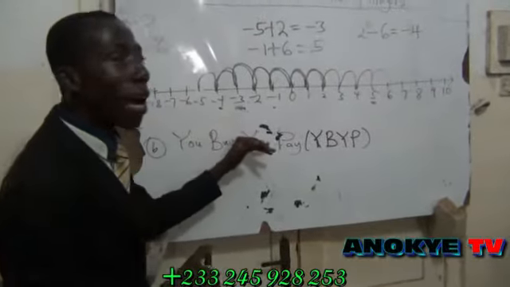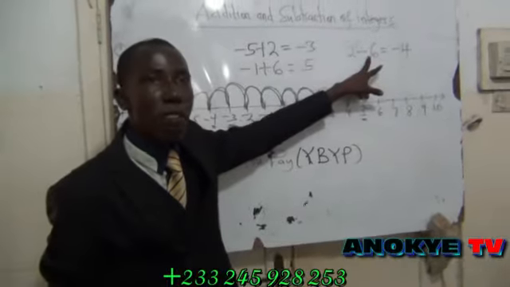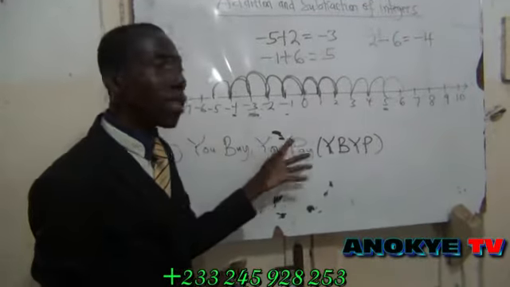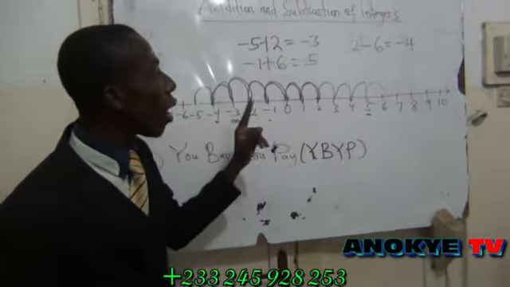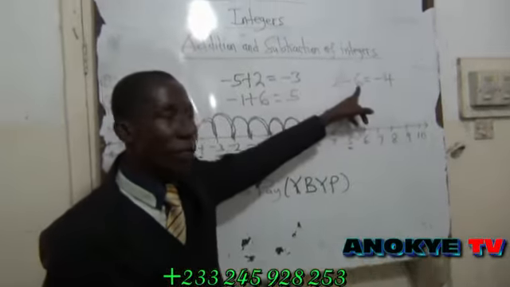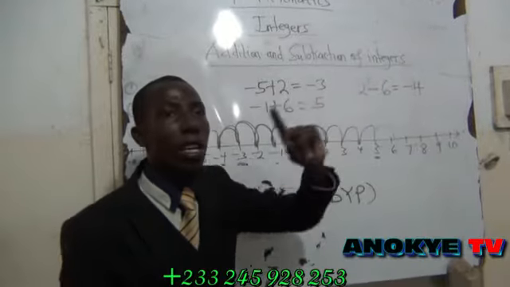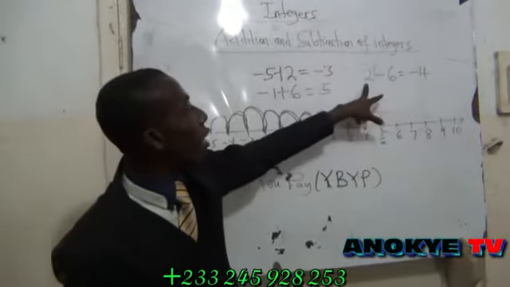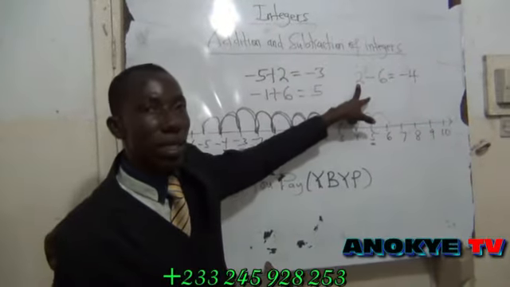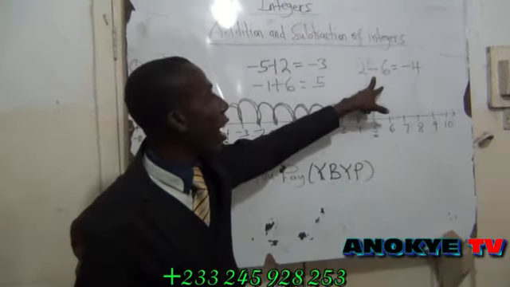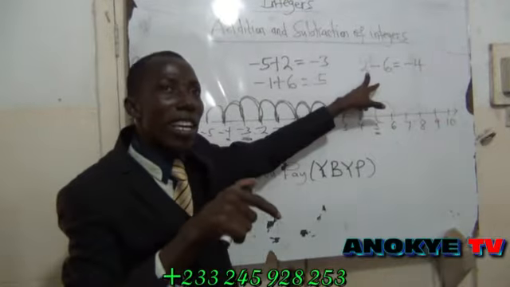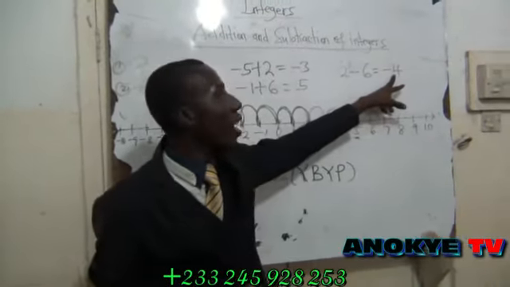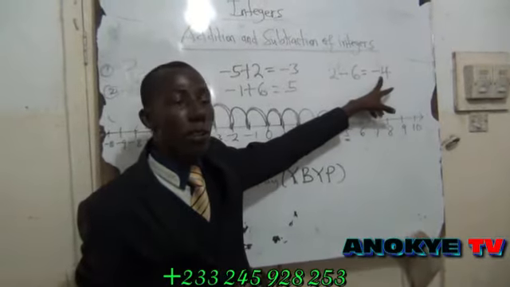Or you can use "you buy, you pay." You take the negative sign first. Those of you who want to use the second one, "you buy, you pay," your attention must be on the negative first. So -6: I owe 6 Ghana cedis. I didn't pay. And I have given 2 Ghana cedis to the seller, and she would tell me that I still owe 4 Ghana cedis. That is why the answer is -4.